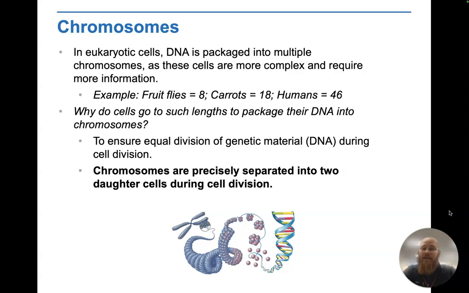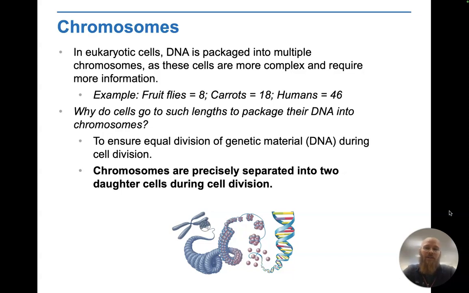As these cells are a lot more complex, they require more information, and it probably wouldn't be the most efficient thing to pack that much info all into one. And so a good example is in fruit flies. They'll have 8 chromosomes carrying all of their genetic info. Carrots would have 18. So carrots are actually more complex, requiring more chromosomes than a fruit fly. And then humans, we actually have 23 pairs for a total of 46 chromosomes. We're going to have more than enough time to explore that in later lessons.